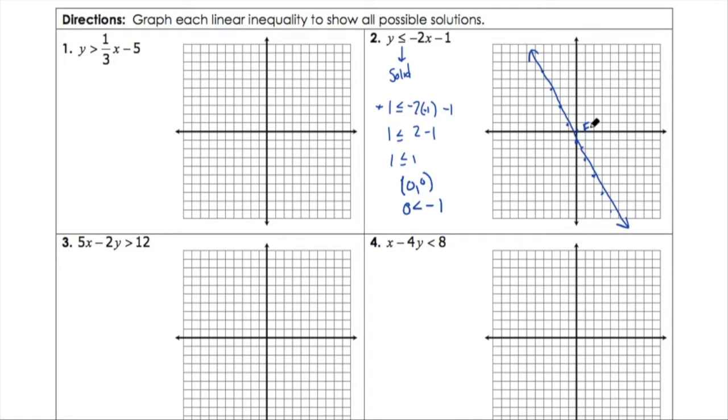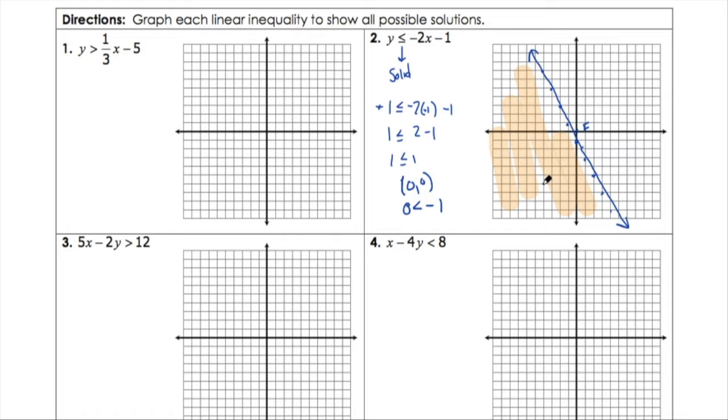So the origin here is a false point. Oh, well, do we have to keep guessing until we find a true point? No. As soon as we know that this half is false, we know that the other half is true. So we can go ahead and shade in this half. Just make sure it's clear where you've shaded, either lightly shaded with a pencil, or you can grab a highlighter if you really have that preference.